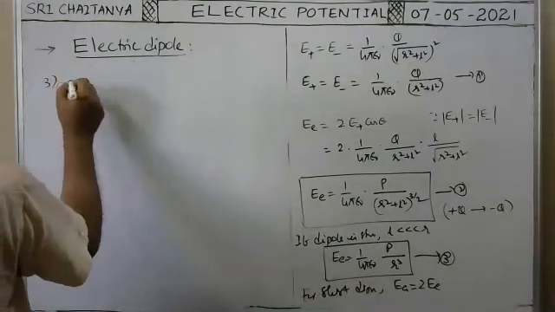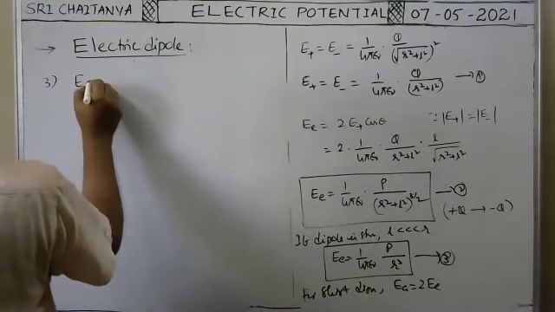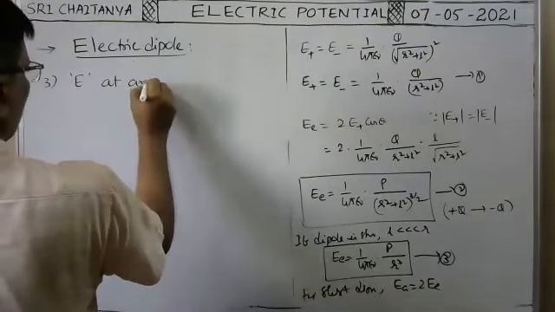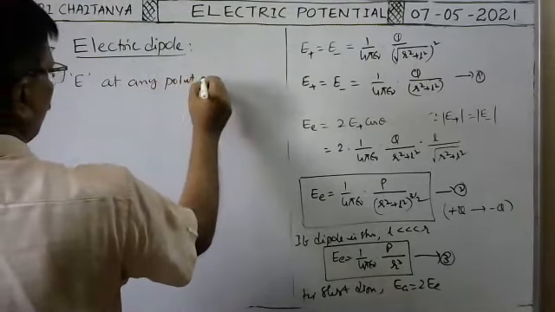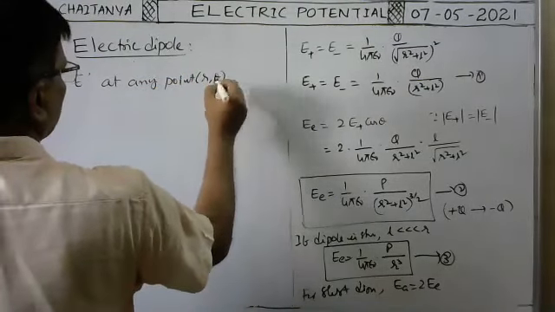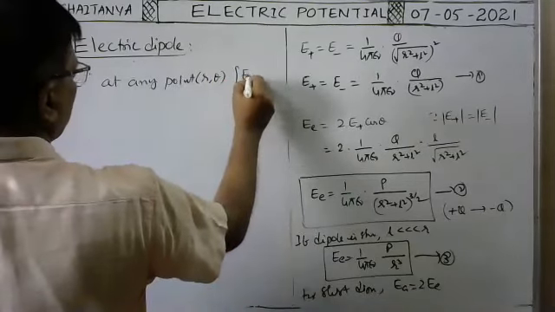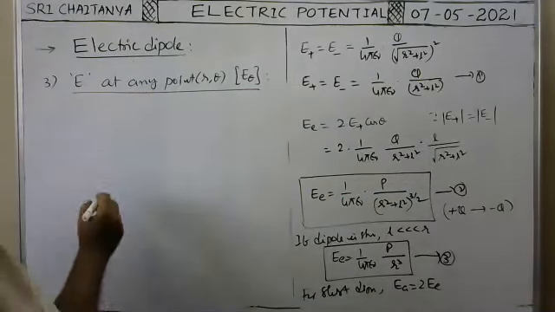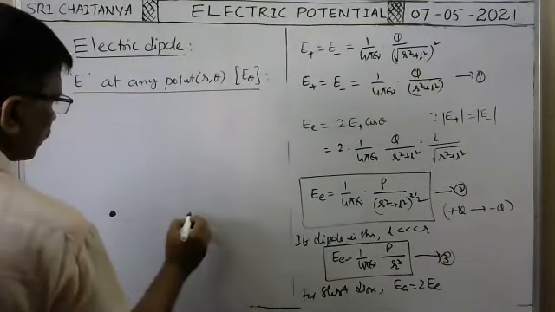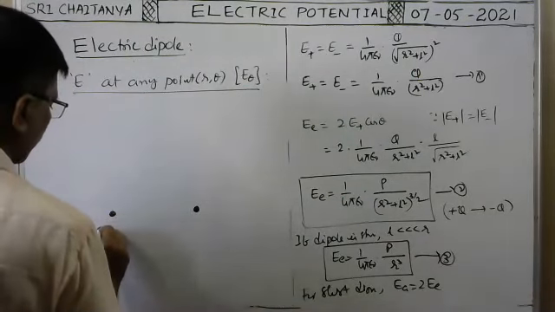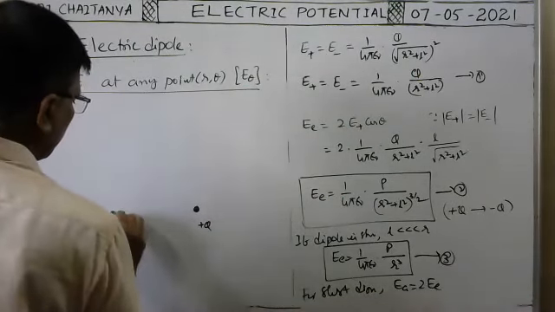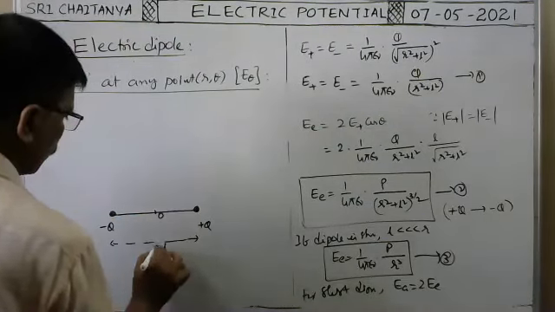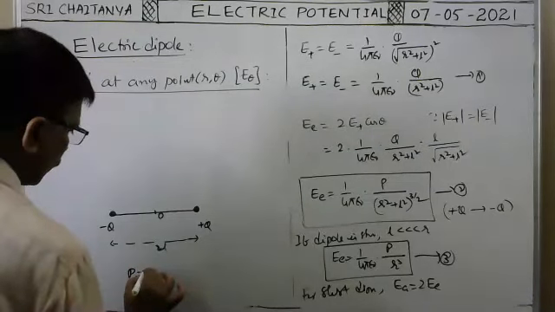Third one, the intensity of the electric field at any angle, at any point with polar coordinates r, theta, that is E theta. Suppose this is an electric dipole, minus Q and plus Q. These two are separated by a distance 2L. So the electric dipole moment is equal to 2L into Q.